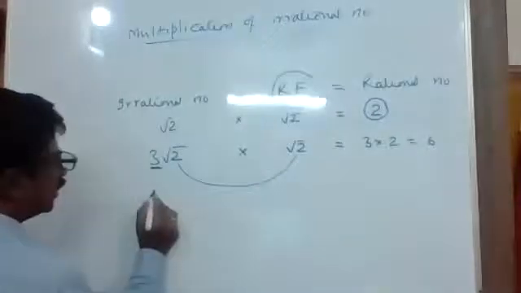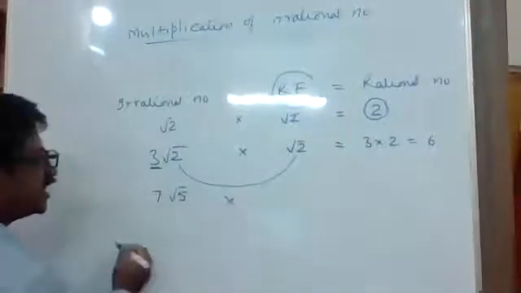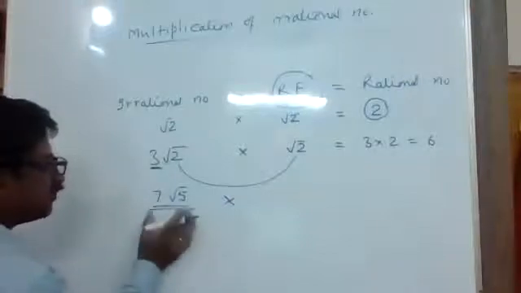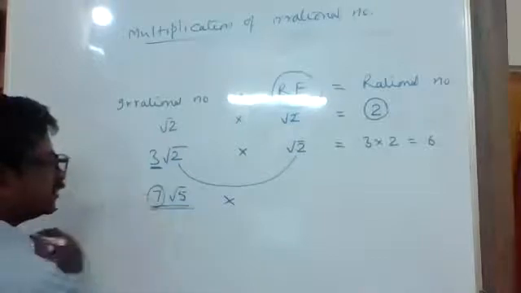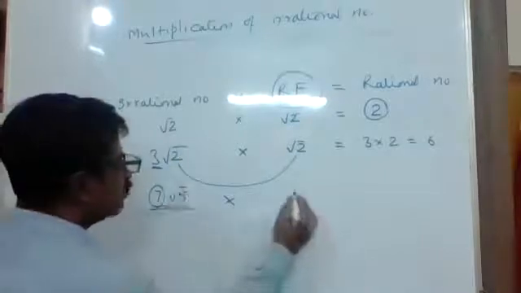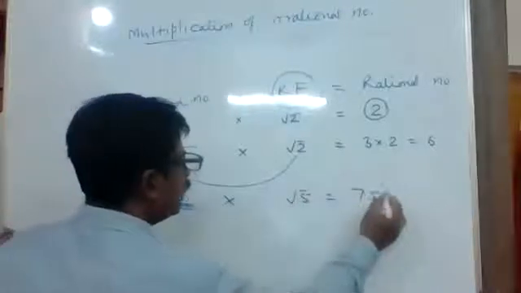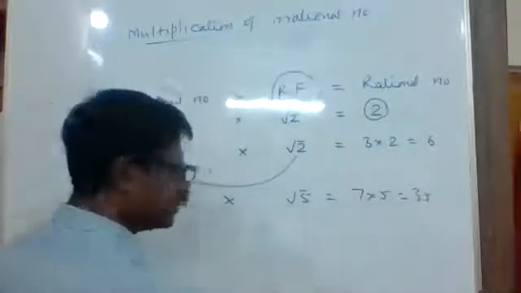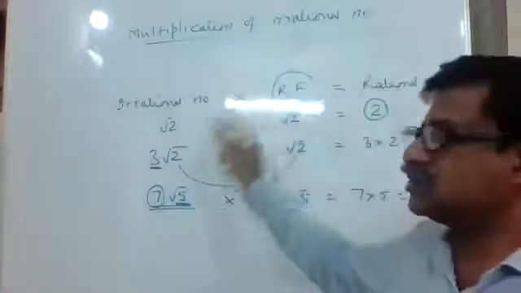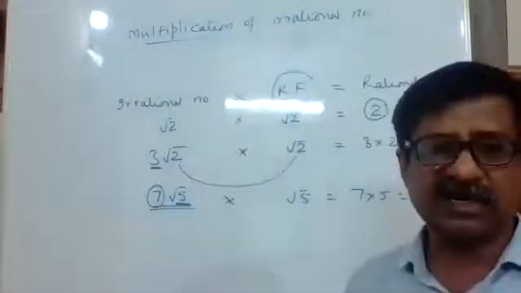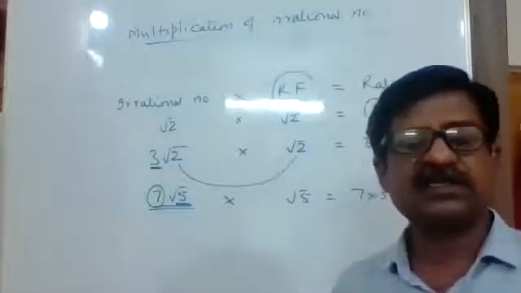If I ask for the rationalizing factor of 7 root 5, 7 root 5 is again a monomial. 7 is already a rational number, therefore root 5 has to be multiplied. Root 5 into root 5 is 5, that is 7 into 5, it becomes 35. All these are rationalizing factors of monomials. We have taken monomials till now. Now we'll take certain other examples.